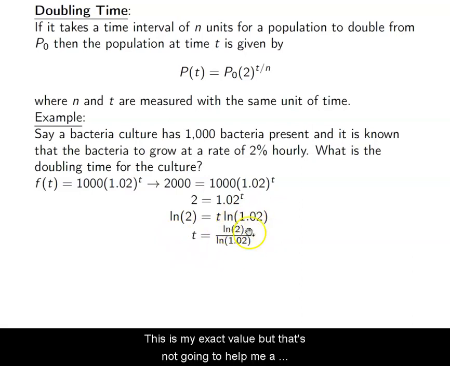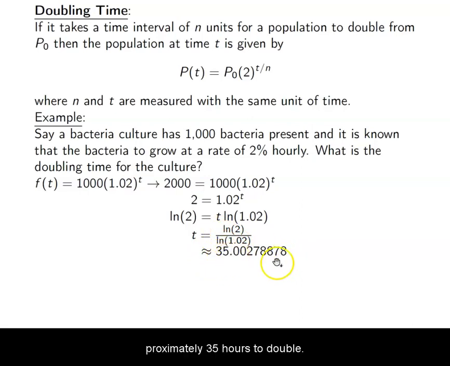So this is my exact value, but that's not going to help me a whole lot here because I'm not going to plug that in as my doubling rate. So I'm going to go ahead and find my decimal approximation, and it's going to take approximately 35 hours to double, right? 35.0027878 hours.